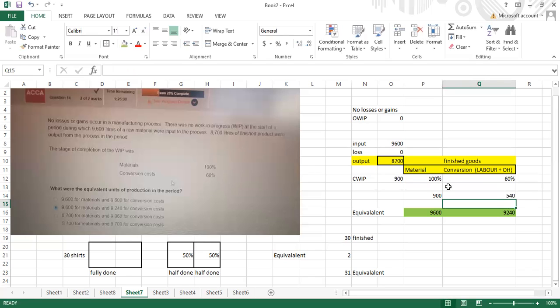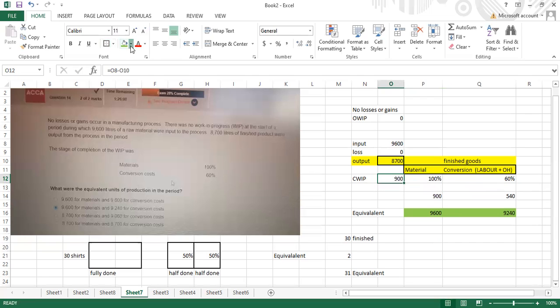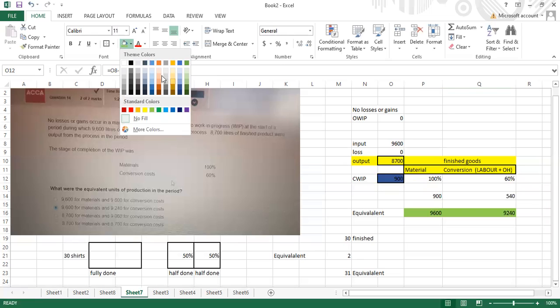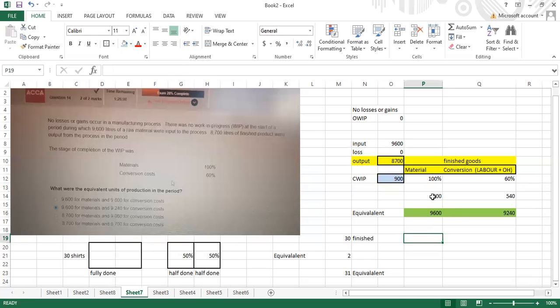It could be like that, say 80% from the material point of view. You can see that it will change the final answer's figure. Maybe the material is 80% complete, and 60% is the completion figure for conversion. Here, from the material point of view, it's saying that 100% is complete. That is why the 100% is 900, because this is the figure that we have to consider. So I just did it like that.